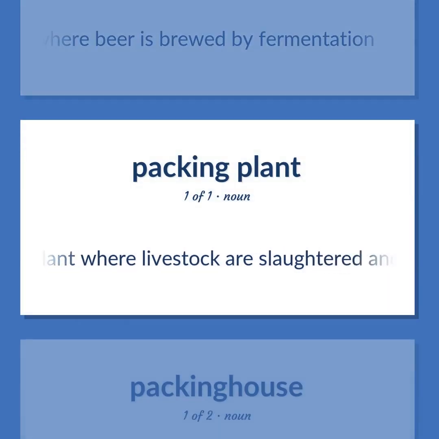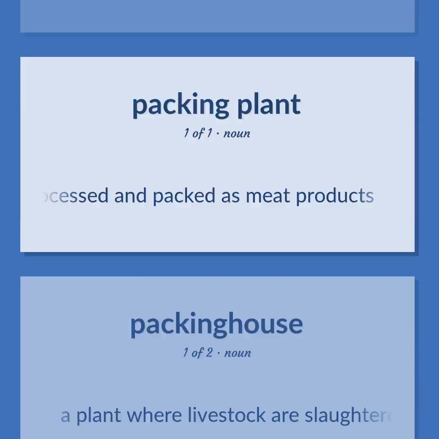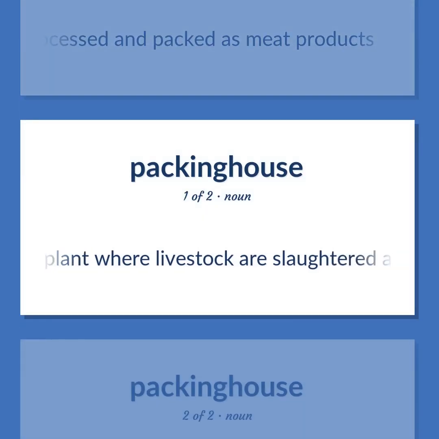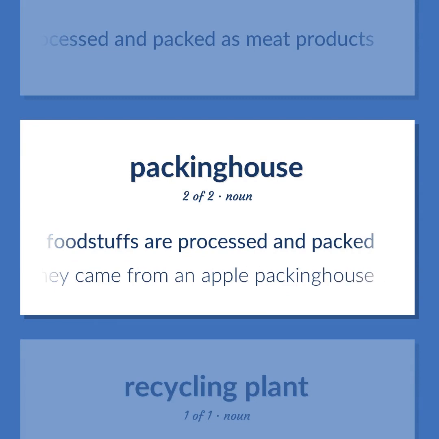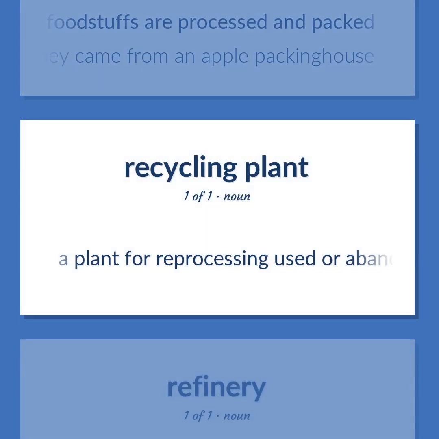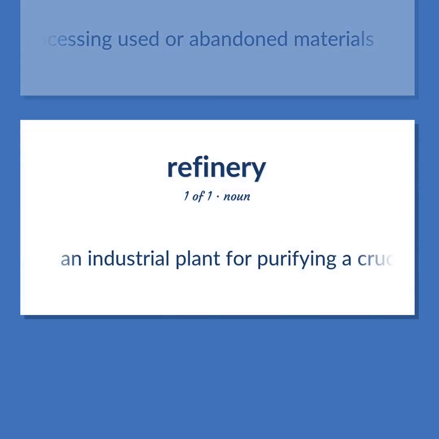A plant where livestock are slaughtered and processed and packed as meat products. A building where foodstuffs are processed and packed. They came from an apple packing house. A plant for reprocessing used or abandoned materials. An industrial plant for purifying a crude substance.